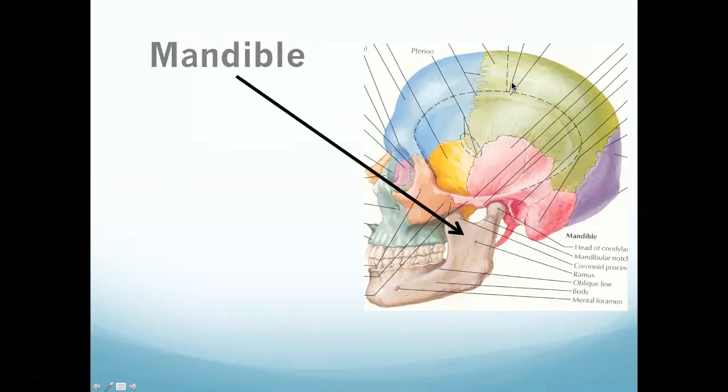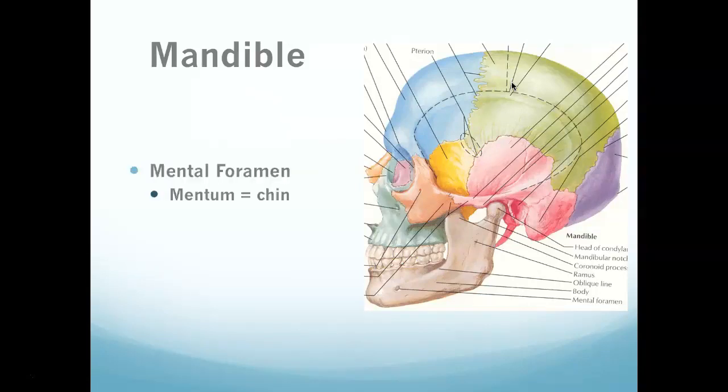And here we have the mandible, which makes up your lower jaw. Mander means to chew. And we have another hole to know here, that is your mental foramen. The word mentum means chin, and that's why it was named so. I always kind of stroke my mental foramen when I'm in deep thought, so that kind of helps you remember mental foramen.